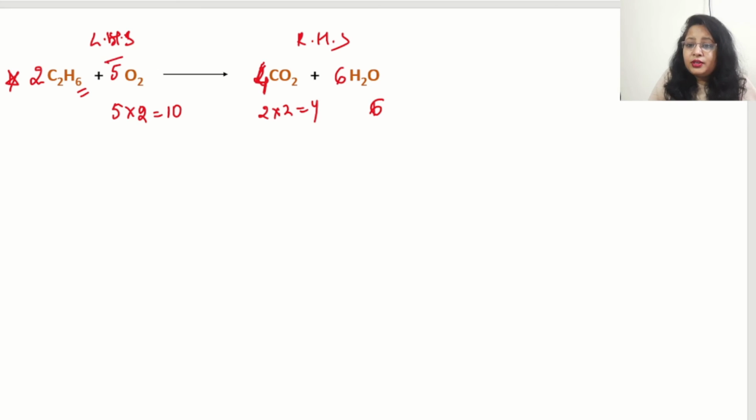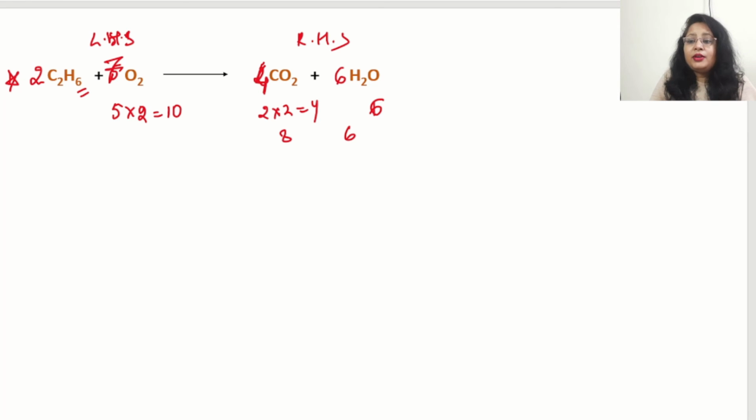So can we do it 7? 7 2s are 14. Here it is 4 2s are 8 and here 6. 8 plus 6, 14. Oxygen is balanced. Now come again to check the carbon. 2 2s are 4. Here 4 carbon. Oxygen 7 2s are 14. Oxygen 8 plus 6, 14. Now check the hydrogen. 6 2s are 12. Here hydrogen 6 2s are 12.